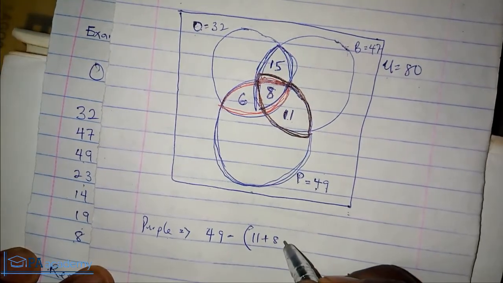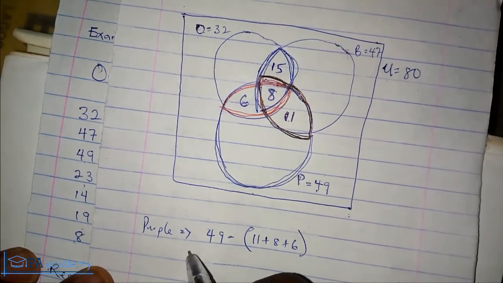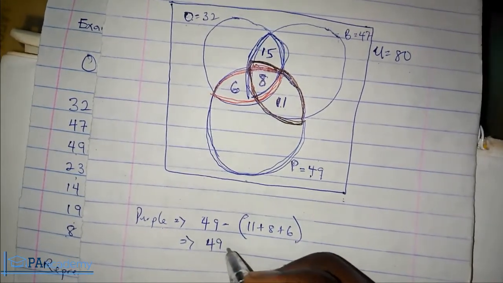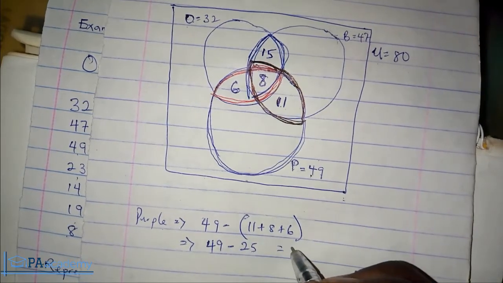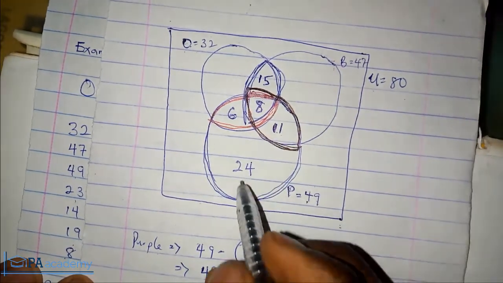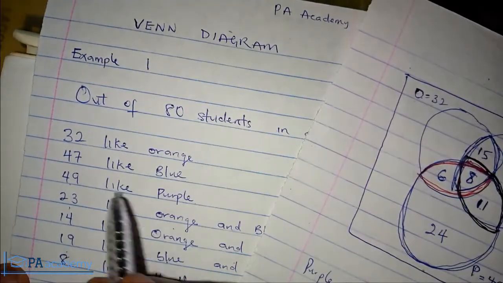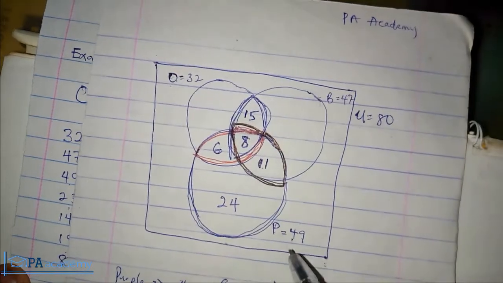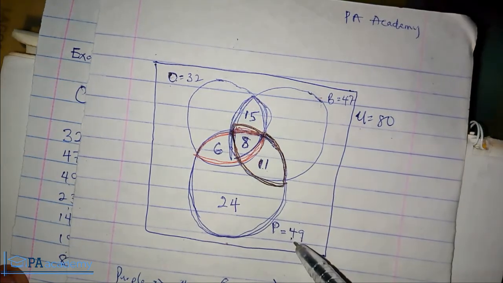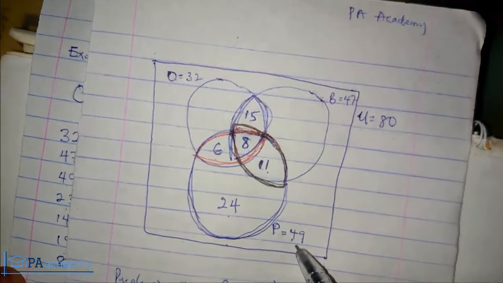11 plus 8 plus 6, and that will give us 25. So here we are going to have 49 minus 25, and that goes to 24. So what we are going to have here is 24. This 24 represents those that like purple only. In the question we are told that 49 like purple, so everything inside this particular circle, or set, for purple must equal 49. So by the time you add 24 plus 11 plus 8 plus 6, that gives us 49.